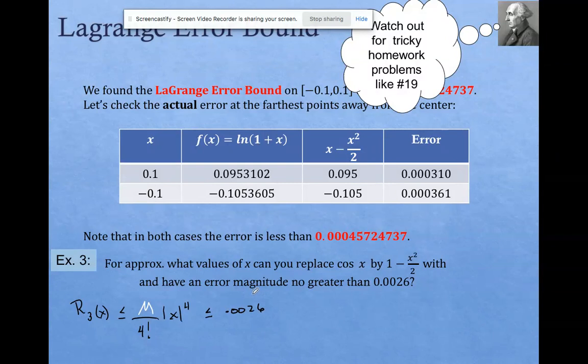Where am I going to get that m? Here's another little cheat. Talk to me about cosine.